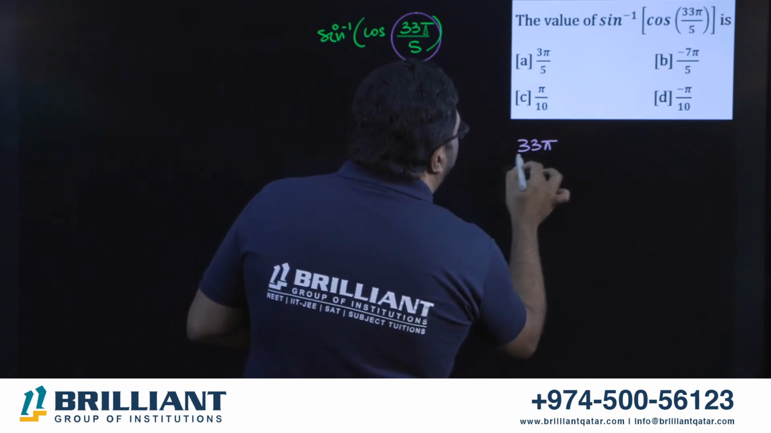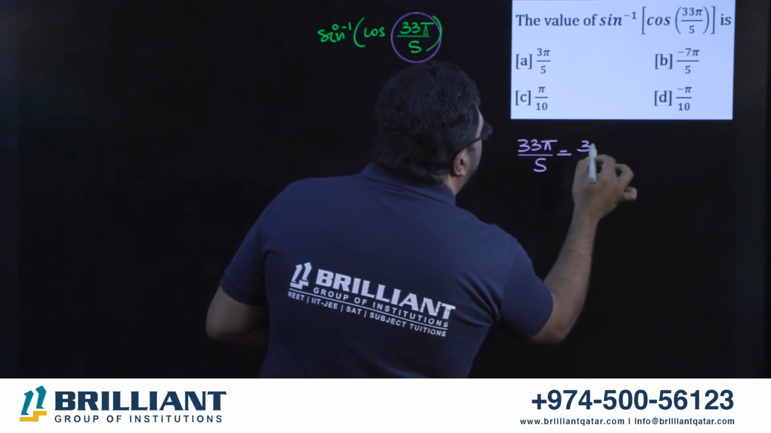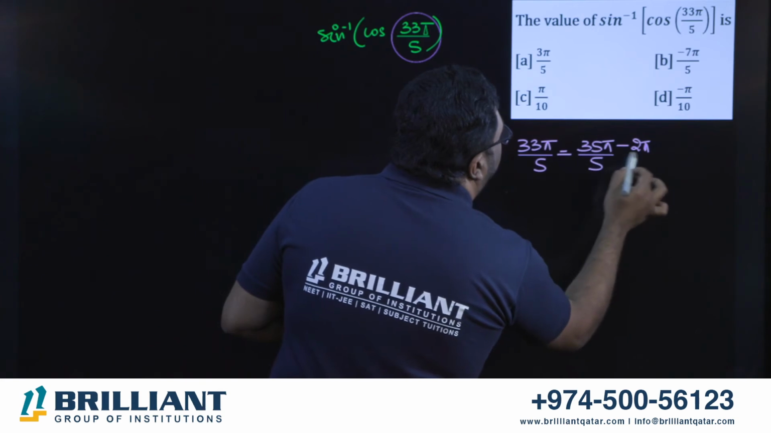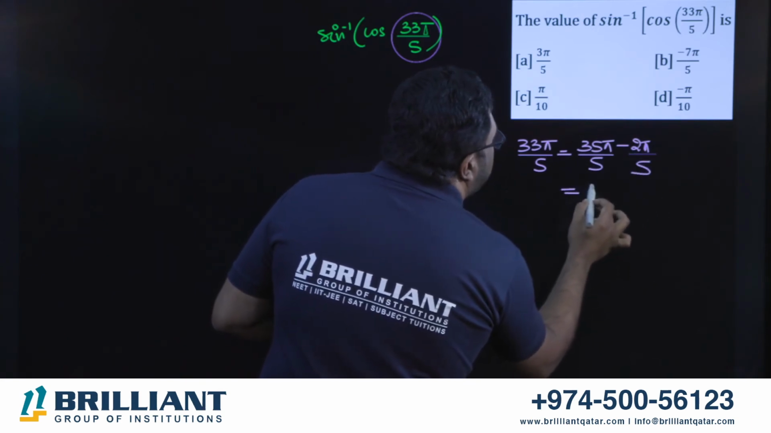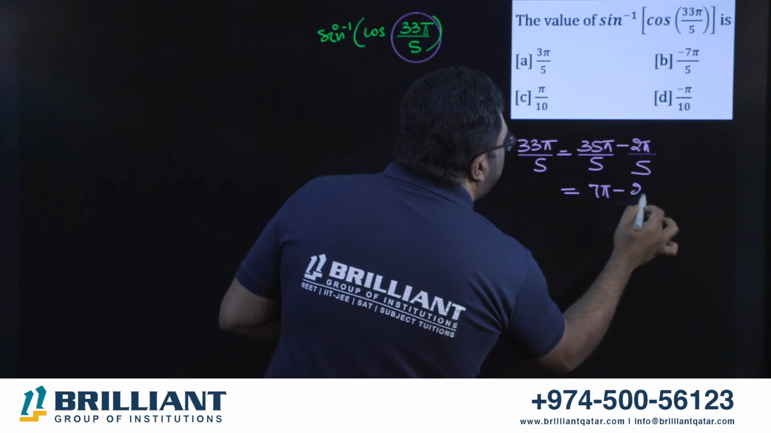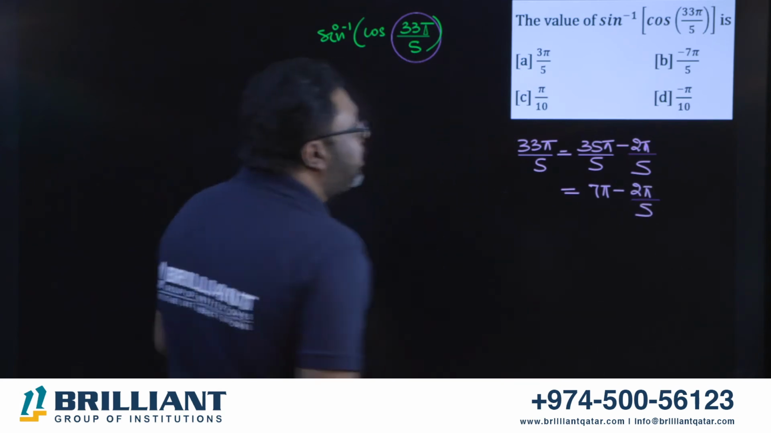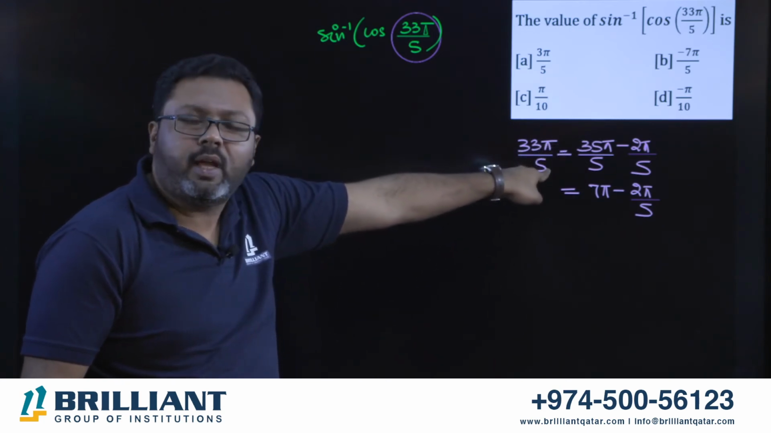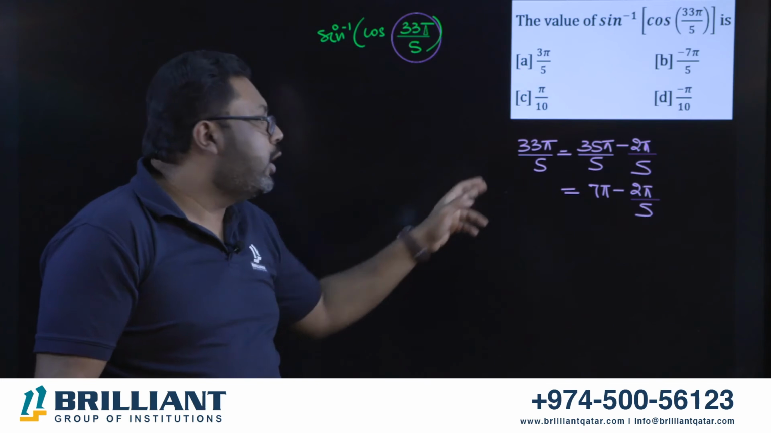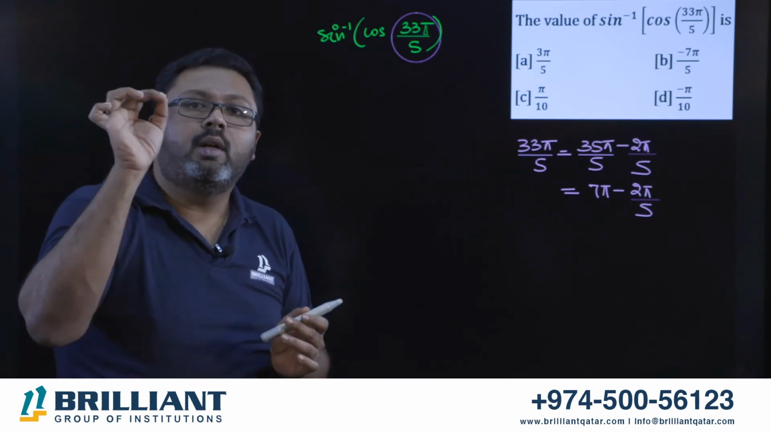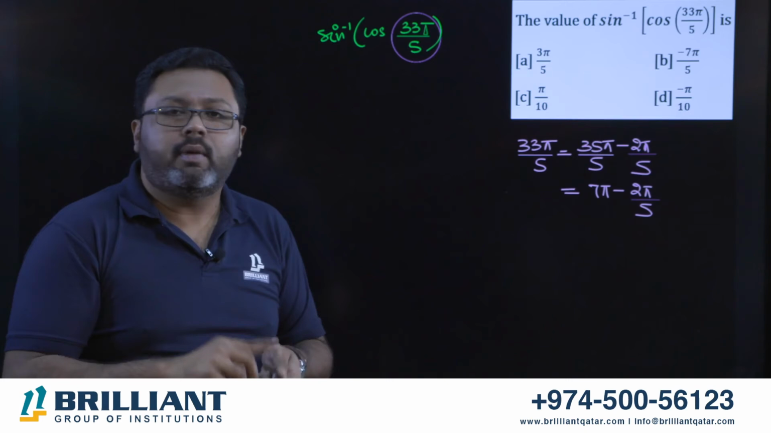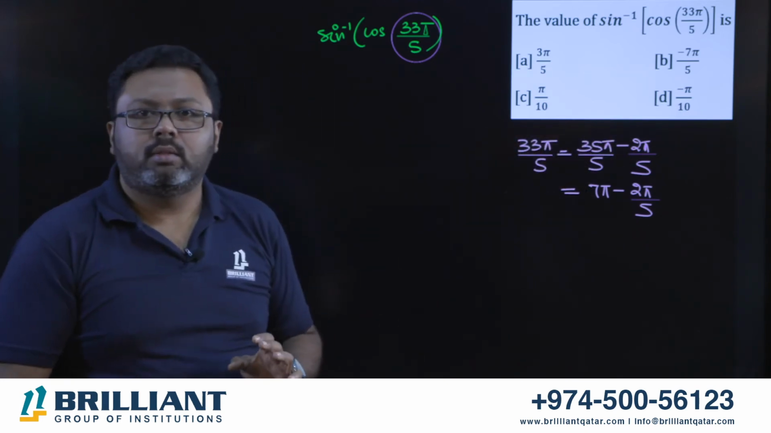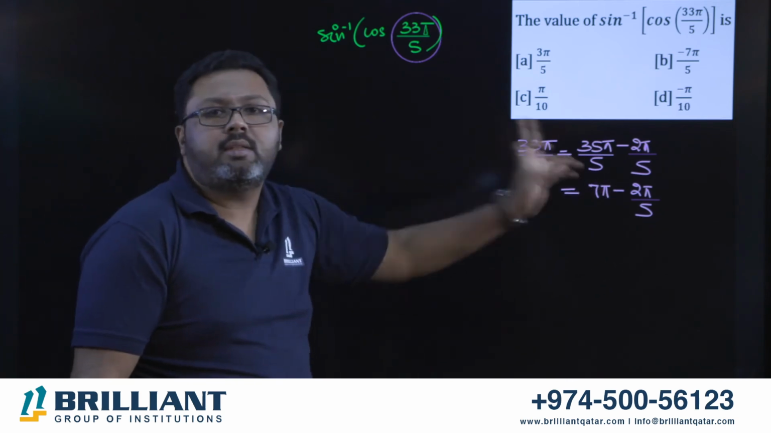33 pi by 5 is equal to 35 pi minus 2 pi by 5. So the answer is going to be 7 pi minus 2 pi by 5. You have to decide this number 35 based on the nearest multiple of 5 to 33. When you look at the multiples of 5, the multiple nearest to 33 is 35. That is how you reduce 33 pi as 35 pi minus 2 pi. Easy method. So it's going to be 7 pi minus 2 pi by 5.